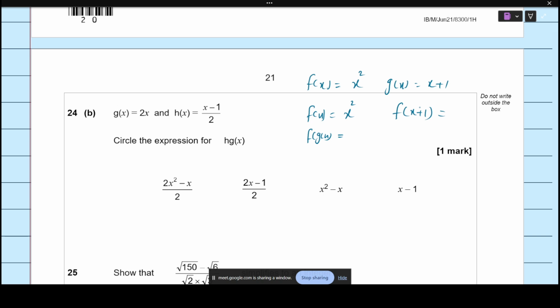Where do we have x? I just need to put x plus 1, and we have the square here, so that's going to be x plus 1 squared. f of g of x means x plus 1 whole square.